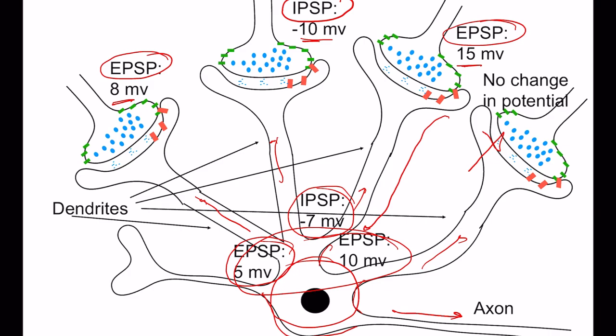So that was all about the concept of EPSP and IPSP, how they are generated, what they are, how they are summed up, and when they will lead to the generation of action potential.